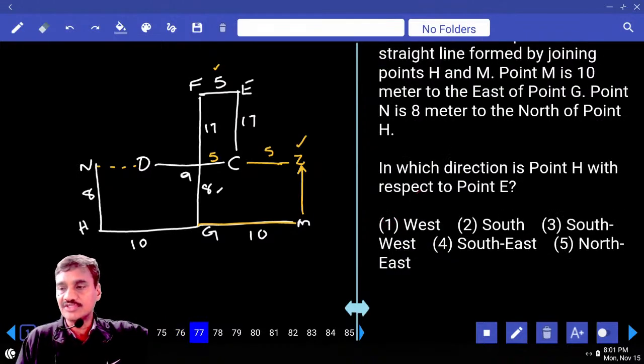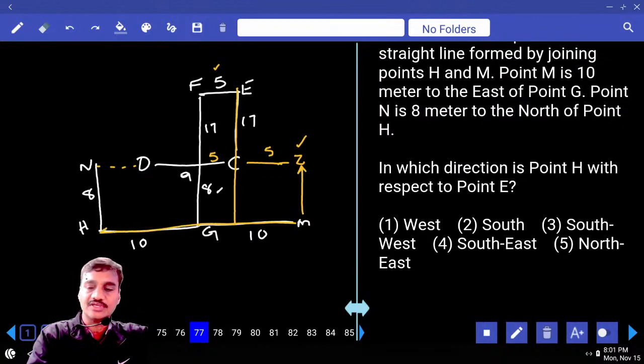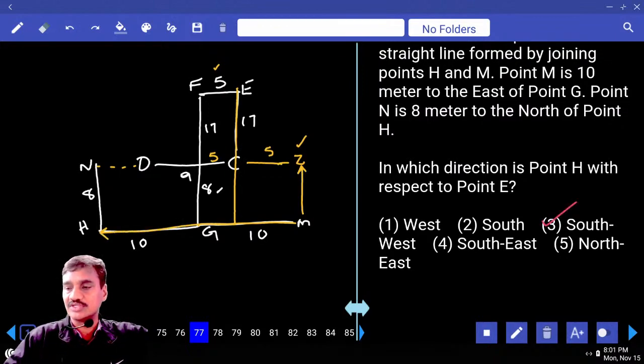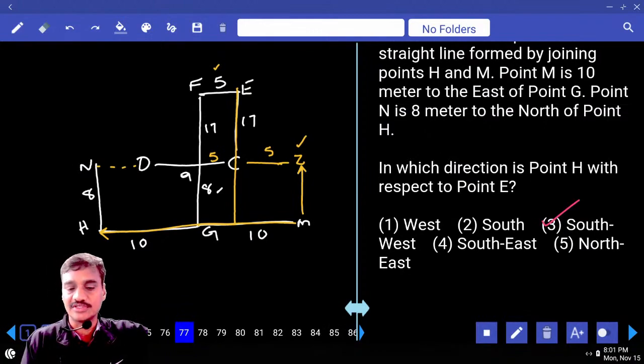77. In which direction is H with respect to E? H with respect to E. In order to reach H from E, first I need to move towards south, then towards west. South and west, southwest, that is choice 3, 77. Clear now? 77, choice 3.